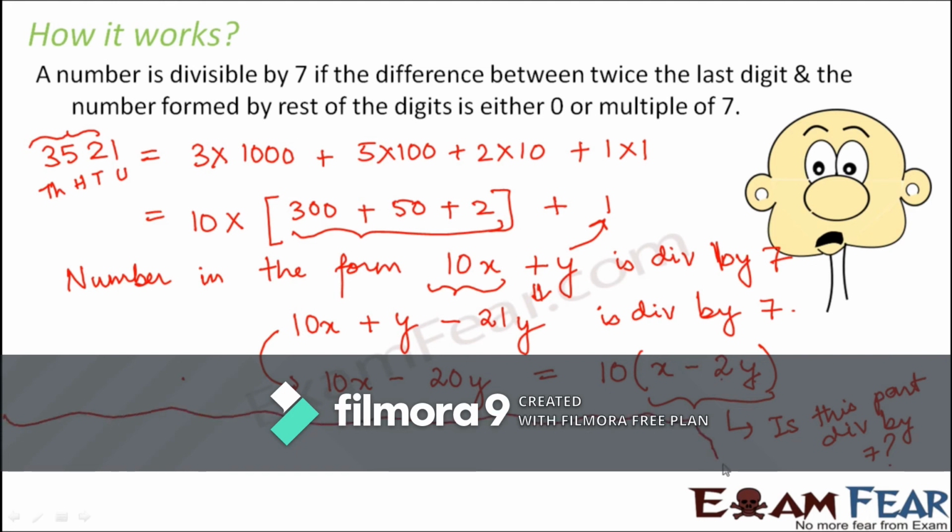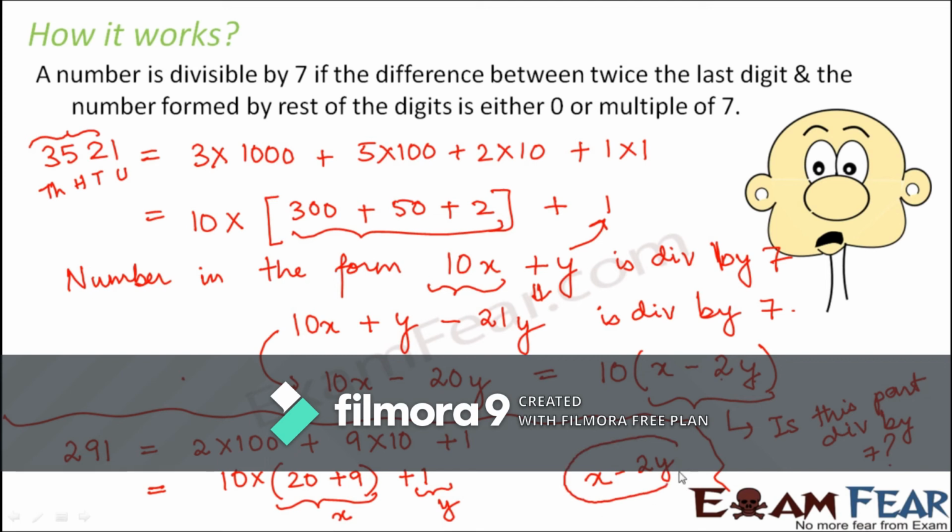So let us try to put the same logic to some other number. Let us say the other number which we had considered, that is 291. So 291 can be written as 2 into 100 plus 9 into 10 plus 1. So this can be written as 10 into 20 plus 9 plus 1. So here what is x? X is this. And what is y? Y is this. So what do we have to check? We have to check if x minus 2y is divisible by 7 or not.